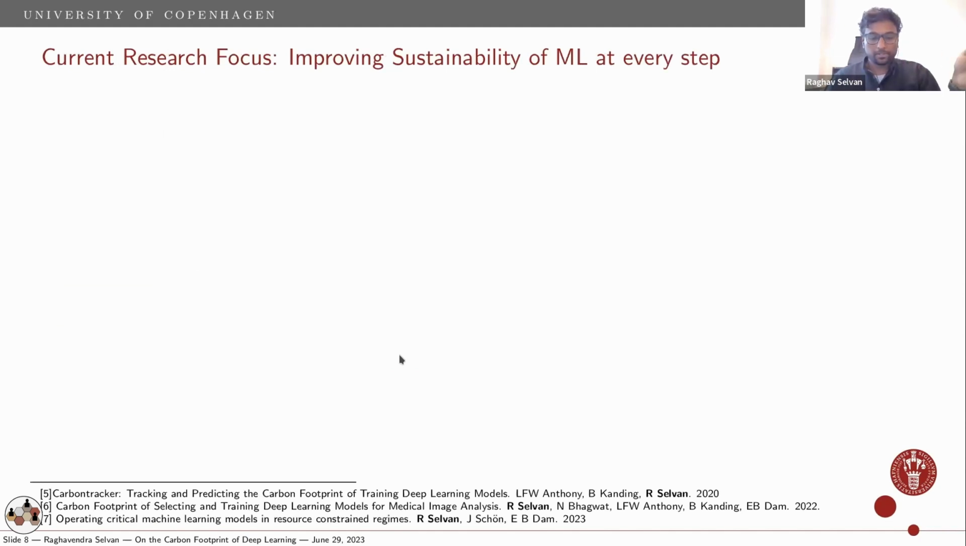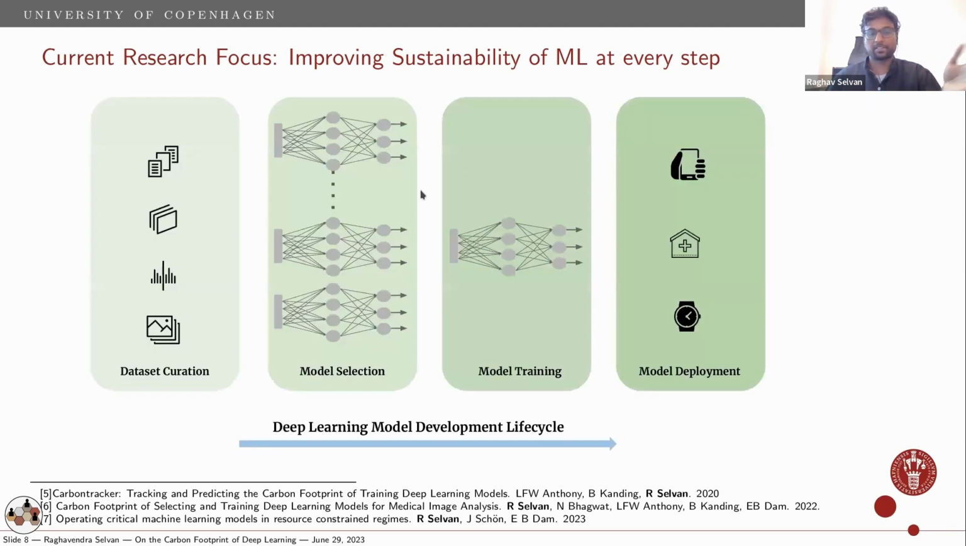So the research focus of my team currently is to improve the environmental sustainability of ML at every step, because the deep learning model lifecycle is quite elaborate. As we looked at it, the first step is that you want to curate these really large datasets, and then the space from which you can choose these models is also quite massive, just because you have 175 billion parameters, and then there are different hyperparameters, as we call them. So you have very many recipes to follow to make these deep learning models.